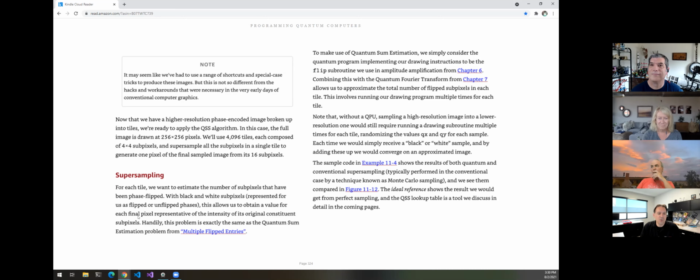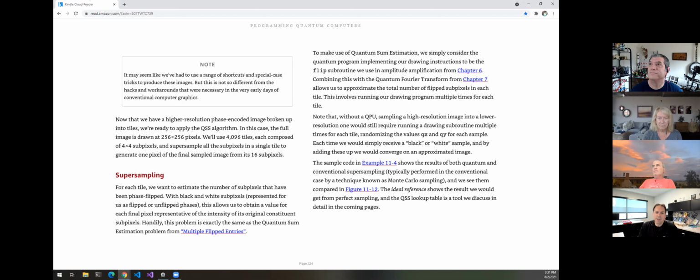And so we're going to end up representing that pixel in the 64 by 64 as an intensity, so basically a shade of gray. We're going to take 16 black and white pixels, and then make a shade of gray at the end. And he says, handle these problems the exact same as the quantum sum estimation problem. So we're going to use our same flip subroutines.